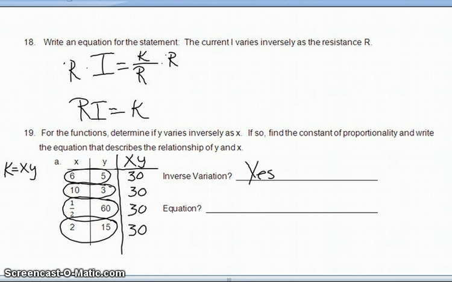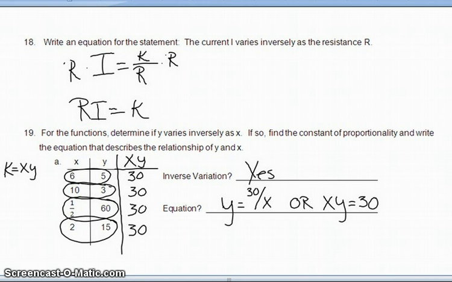Yes, because all my constants of proportionality for all the data are consistent and equal to 30. So writing my general equation, I am going to have y equals 30 over x, or, meaning the same thing, xy equals 30. They are equivalent. Please pause the video and attempt example B.